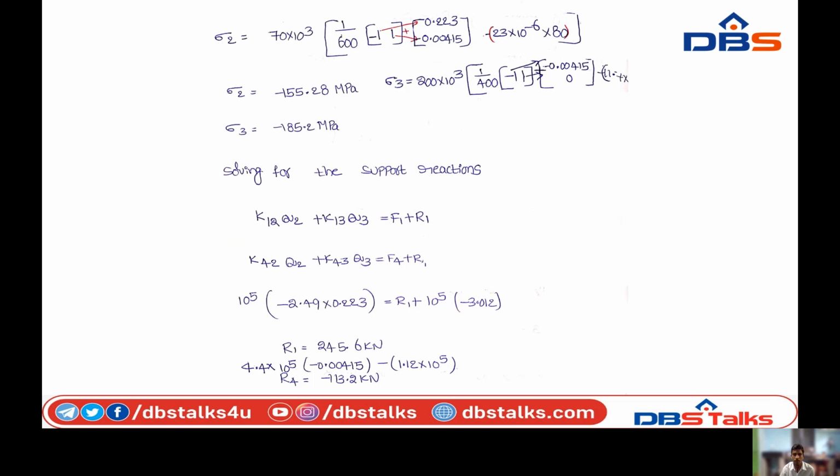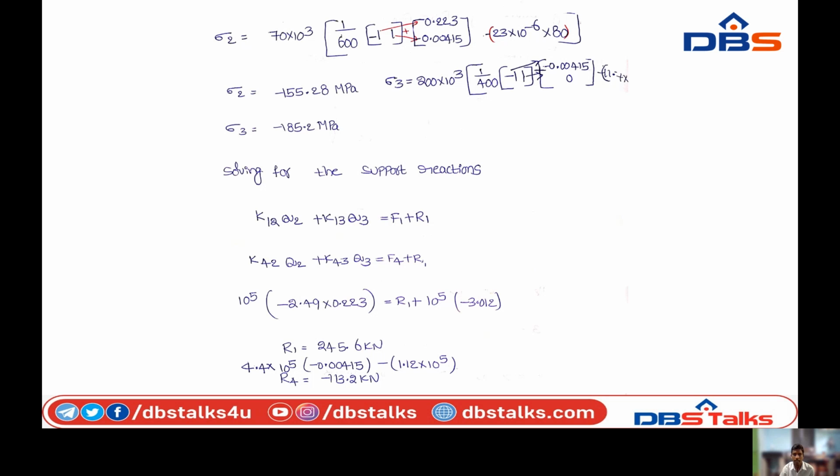Taking 10^5 with the Q2, Q3 values, K12 is minus 2.49. Next, Q2 is 0.223, equal to F1 plus R1, where F1 is the force vector for the first node. Taking 10^5 as common, minus 3.012. After all calculations, the reaction for the first node, R1, is 245.6 kilonewton.